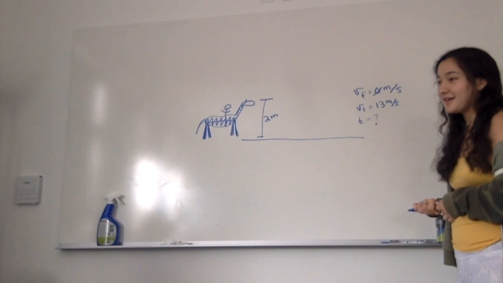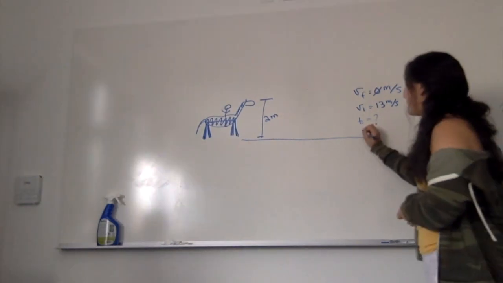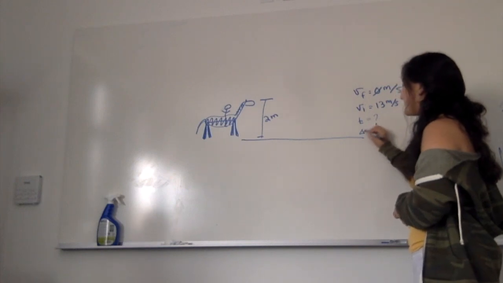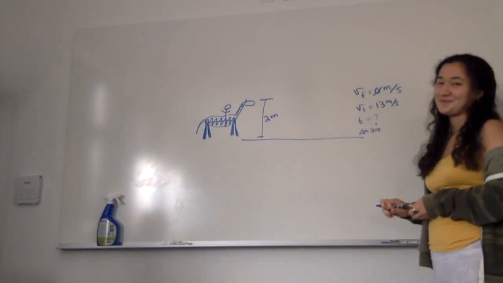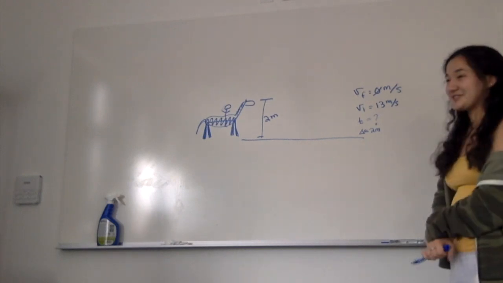List the knowns. My displacement will be 2 meters. So, which UAM equation shall I use? Liesl, what UAM equation should I use? You're going to use the second one, which is change in displacement equals the velocity initial plus the final velocity over 2 times the time.